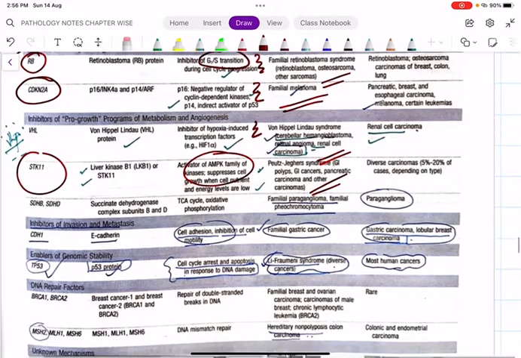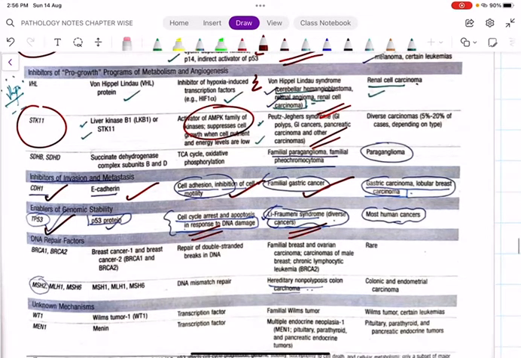Next one is CDH1, cadherin, cell adhesion, familial gastric cancer. TP53: remember, it will cause cell cycle arrest. Li-Fraumeni syndrome is the syndrome in which there will be TP53 mutation. There will be breast cancer, leukemia, and sarcoma. Then BRCA1, BRCA2, I have already told you, are in breast cancer.